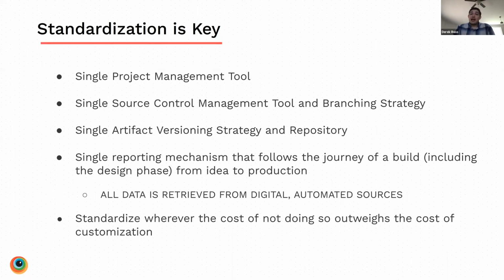Standardization is key. And these are the places that I find create the most value to standardize on. Your single project management tool, a single source control management tool and branching strategy like GitHub or Bitbucket, single artifact versioning strategy and a single place to keep those, one reporting mechanism that allows the journey of a build, including the design phase, and it follows that from idea to production. It provides it to all the different roles, whether it be the developer, the product owner, the release engineer, or even the CIO. And standardize wherever the cost of not doing so outweighs the cost of customization.